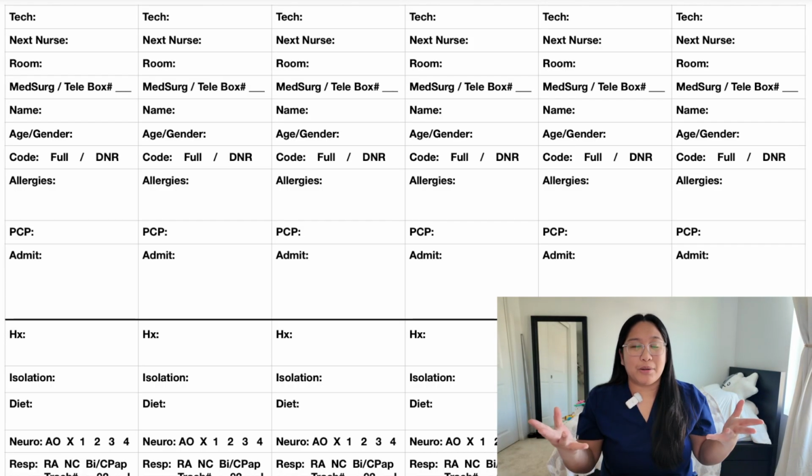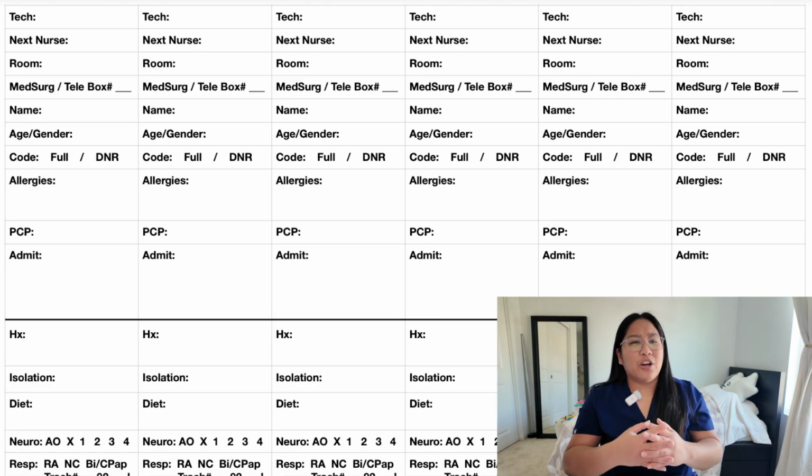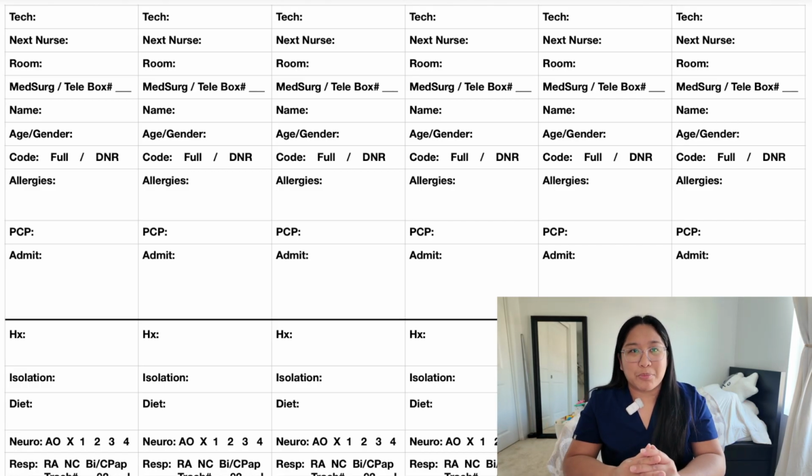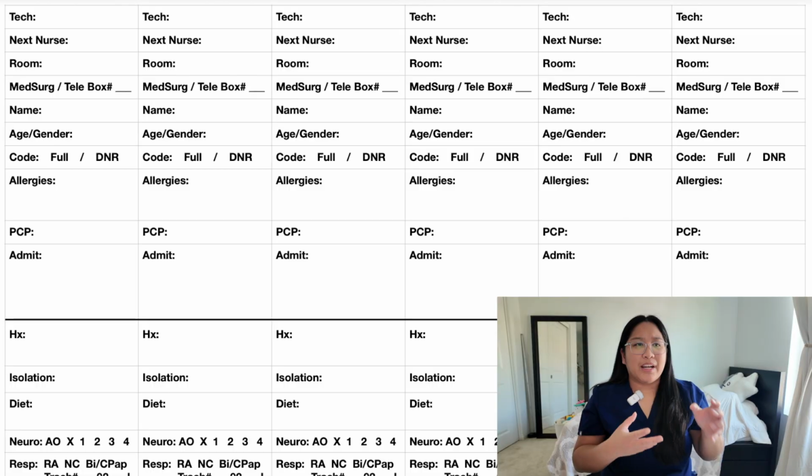But this is pretty much what I've been using. It's a combination of different SBARs that I have seen on the internet and on the floor in the different hospitals I've been to. When I was a fresh nursing grad getting oriented, I would use whatever SBARs my preceptors would use. And I kind of made it so that it fits well for me.